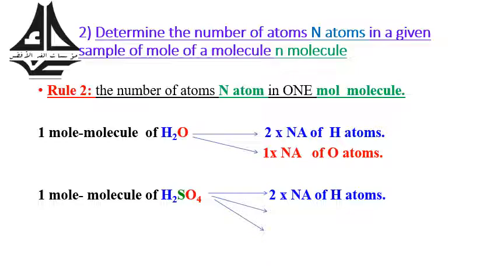And 1 times Na of O atoms. 1 mole of molecule H2SO4 contains then 2 times Na of H atoms. This is the number of H atom present in 1 mole molecule of H2SO4. 1 times Na of S atoms, and 4 times Na of O atoms.